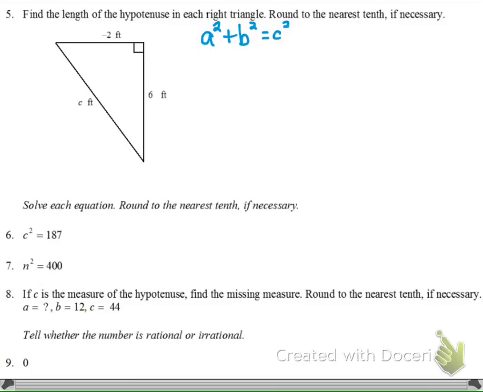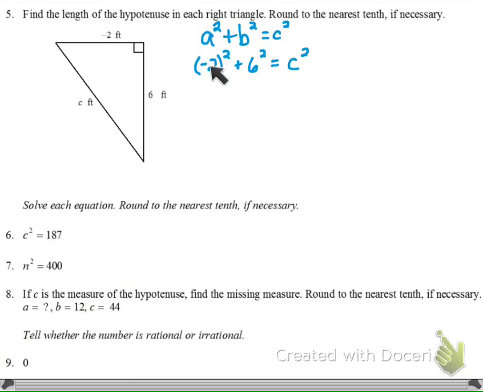Alright, so I have A, I have B, I don't have C. Now, it doesn't matter which one you call A or B. As long as C is the hypotenuse, then you're good. Okay, so A is -2, B is 6, and C is just C, because I don't know what it is.